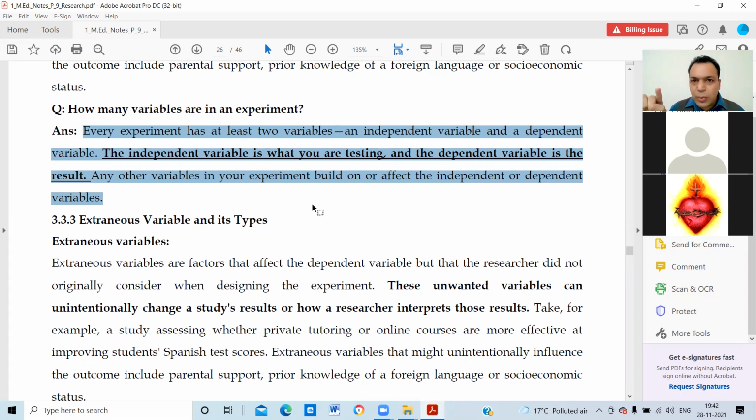Now my research question is the effect of the Covishield vaccine on the health of the person. Now Covishield vaccine is the independent variable, and with the help of Covishield vaccination, the health of the person is improving. This is a dependent variable, right? So guys, independent variable is done, dependent variable is done, intervening variable is done, and extraneous variable you have understood.